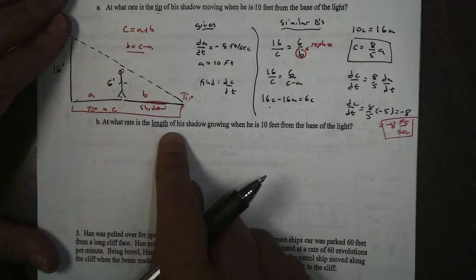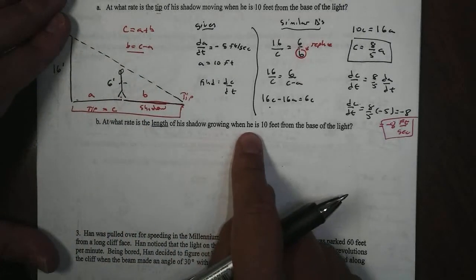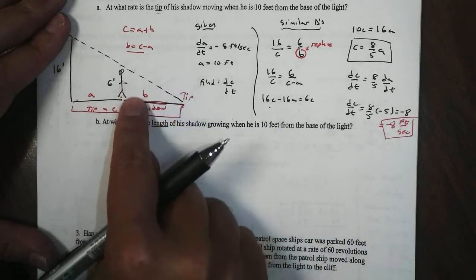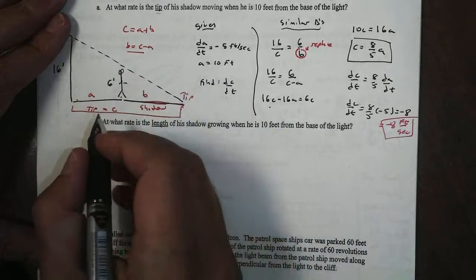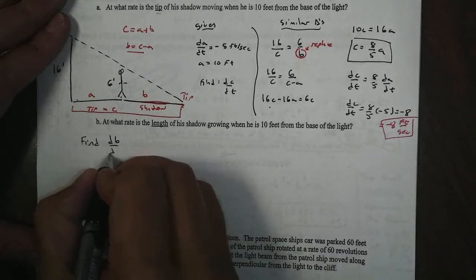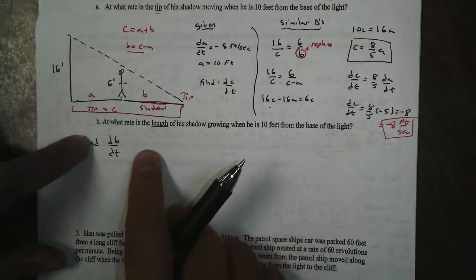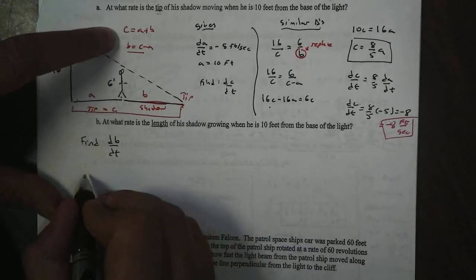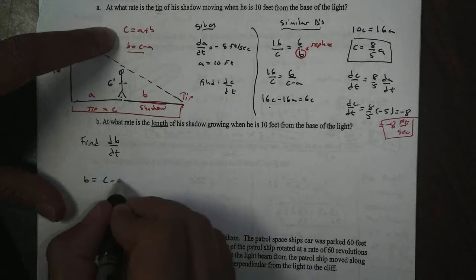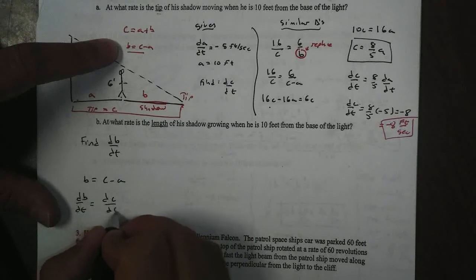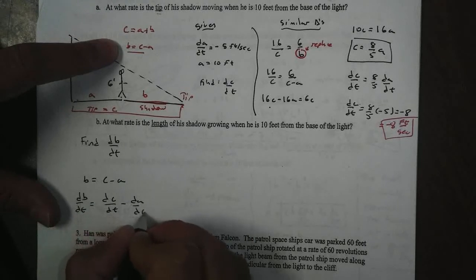At what rate is the length of his shadow growing when he is 10 feet from the base of the light? Now we want to find out how fast the shadow is growing. That's B. So here we want to find dB/dt. And this is so easy because we actually already have it. Remember, we already know that B is C minus A. So I know dB/dt is dC/dt minus dA/dt.